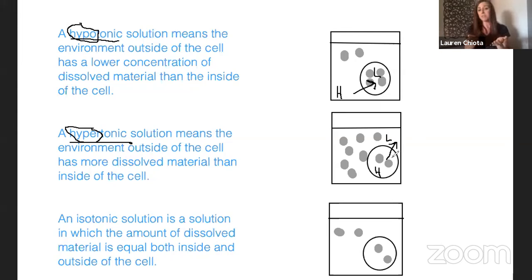A good example of this is if you've ever heard someone tell you that it's dangerous to drink ocean water, it's because of this fact that the ocean water is hypertonic to our cells.